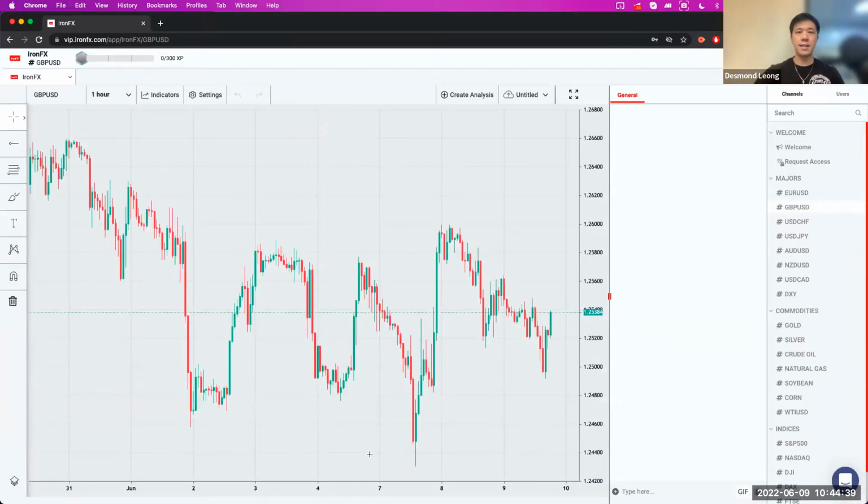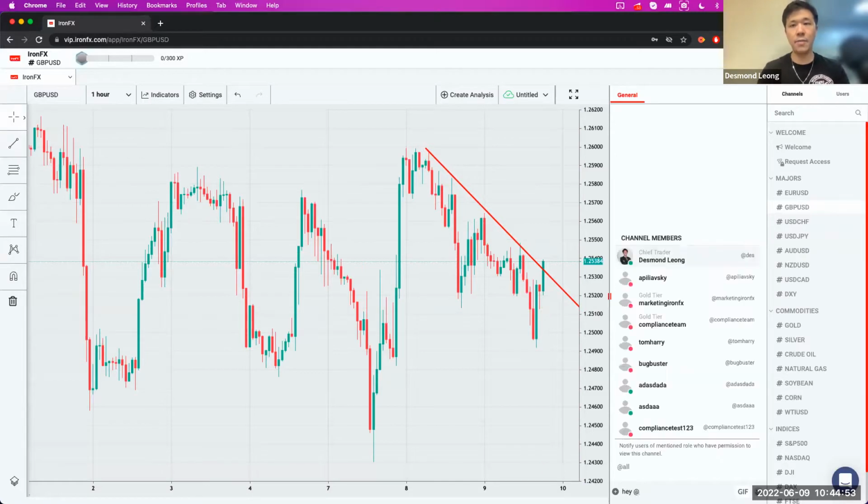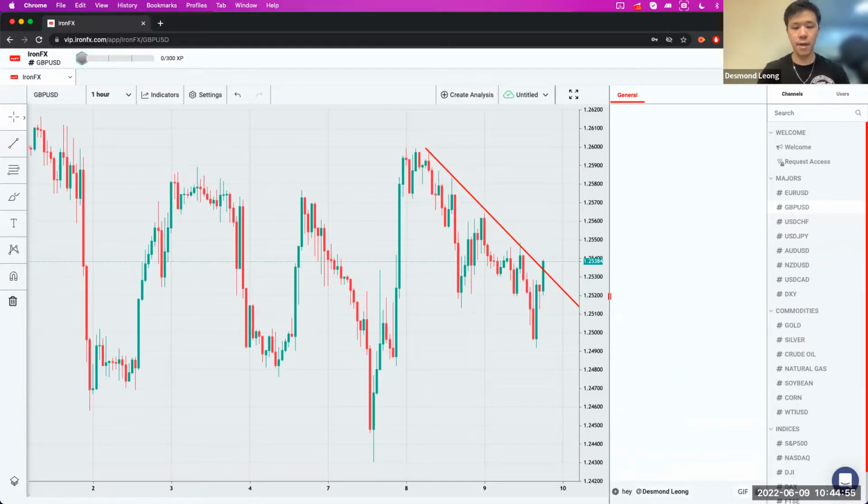This is the part where you can ask us questions. Let's just say you're looking at this 1 hour chart on pound dollar and you're wondering, you want to draw this line over here and you say, hey Desmond, do you think this might be a trend line breakout? What is a trend line breakout? So this is a handy little part.